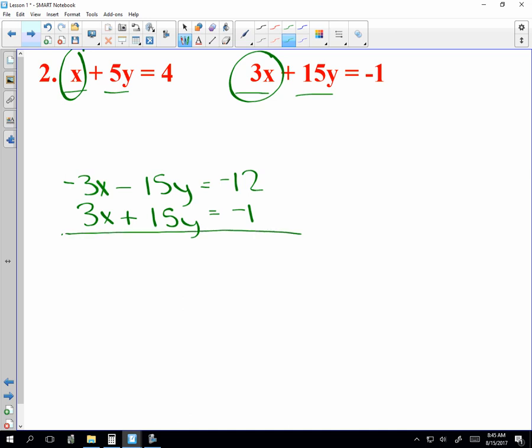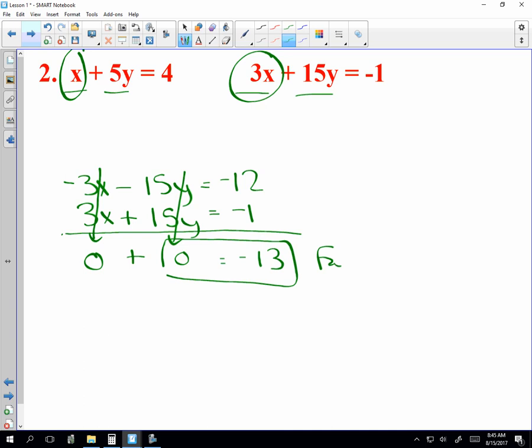So normally what will happen as you add through, one of your variables is going to eliminate, your other variable is going to be left, and that's going to allow you to solve. This is a special situation where both variables eliminate. Okay, and think about what we have left. 0 equals -13. Is that true? No. It's actually a false statement.